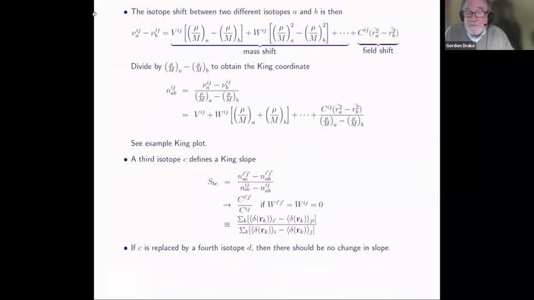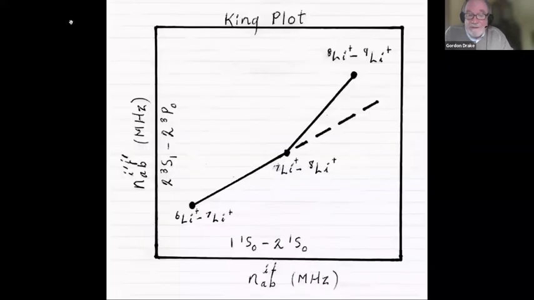So the isotope shift between 2 different isotopes, A and B, then consists of the mass shift and the field shift. And if we divide by the difference in masses, then the U term cancels, and we're just left with Vij plus the Wij times the masses. And so this is what a King plot looks like, just as a rough idea.